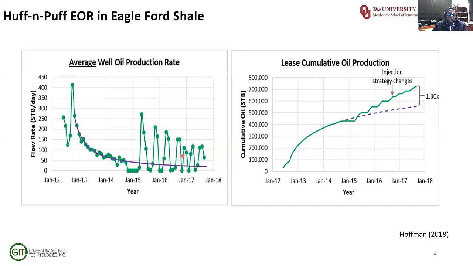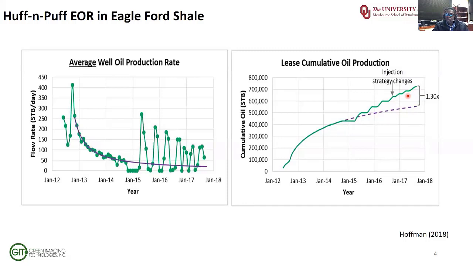And when we look at the same graph, but now in a cumulative manner, we can see this purple dotted line will represent the recovery that would be expected in case EOR was not implemented. However, this green line over here shows the actual recovery after EOR has been implemented. So we can see 30% more hydrocarbon has been recovered, which is actually a pretty good thing. So EOR is something that can definitely work in shale.